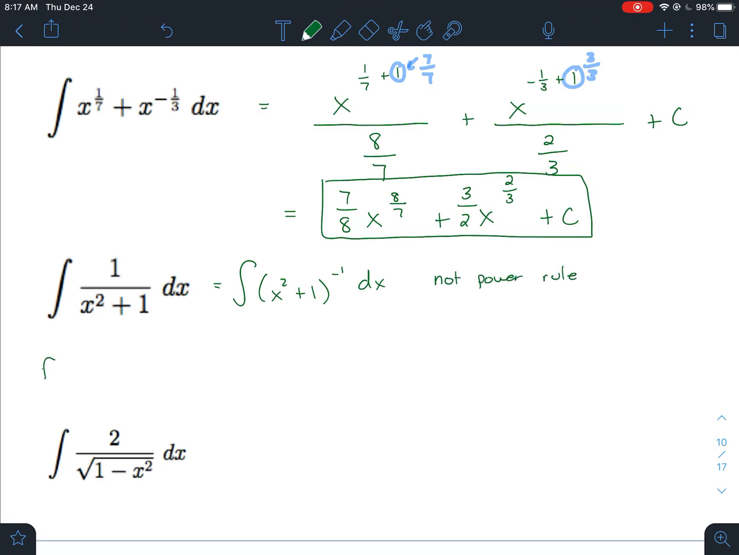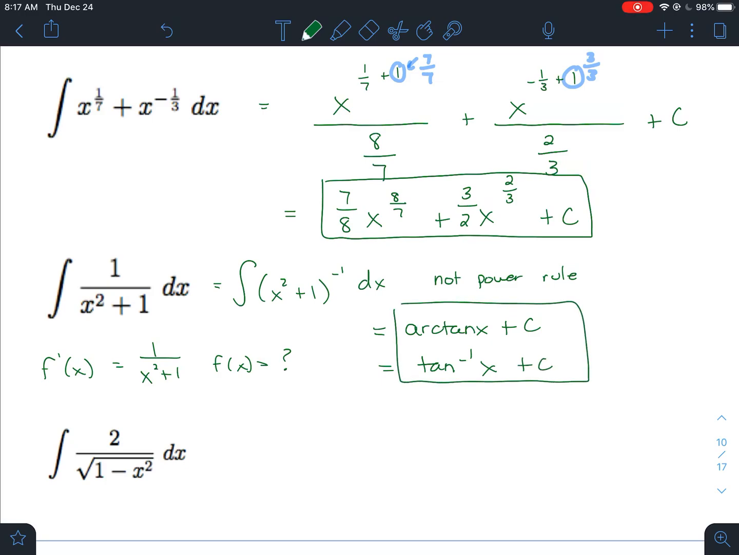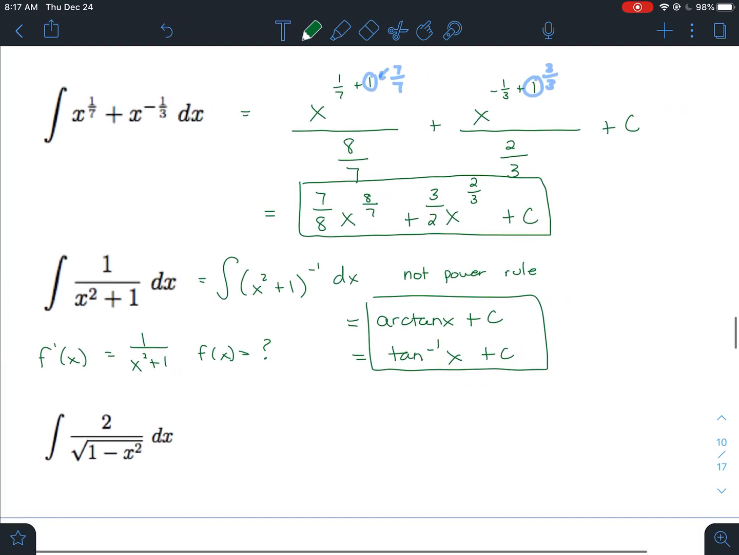So that means that somebody's derivative was 1 over x squared plus 1. Whose derivative is 1 over x squared plus 1? Well, maybe you remember it is arc or inverse tangent. That's the derivative of arc or inverse tangent. So you can write arc tangent x plus c or inverse tangent x plus c. So remembering everybody's derivative, the trig functions, the e functions, the ln functions, the arc trig derivatives, make sure you remember all of those different derivatives that we learned last semester.